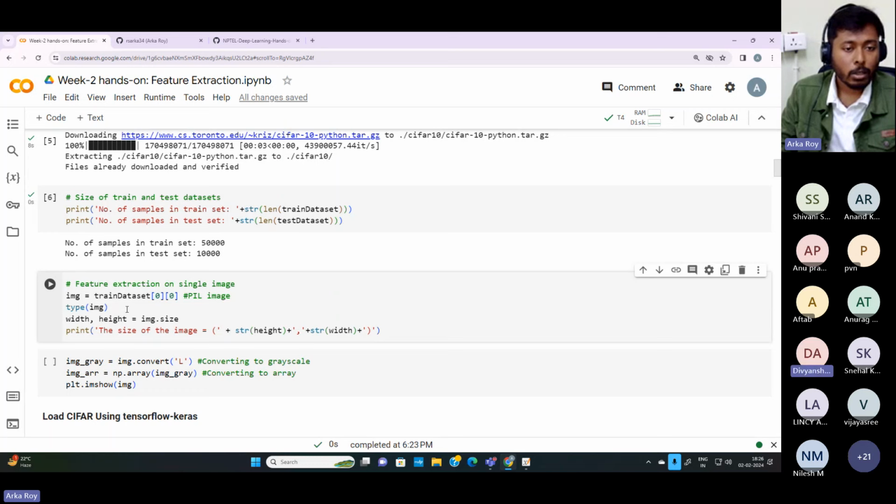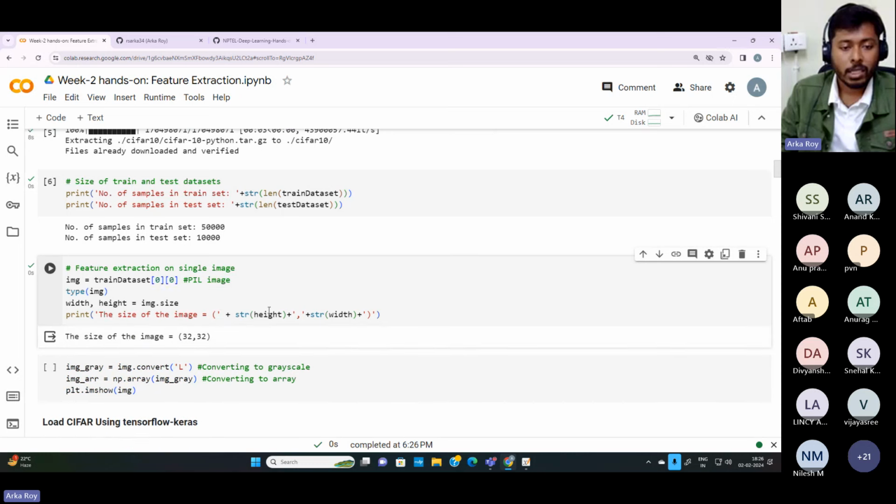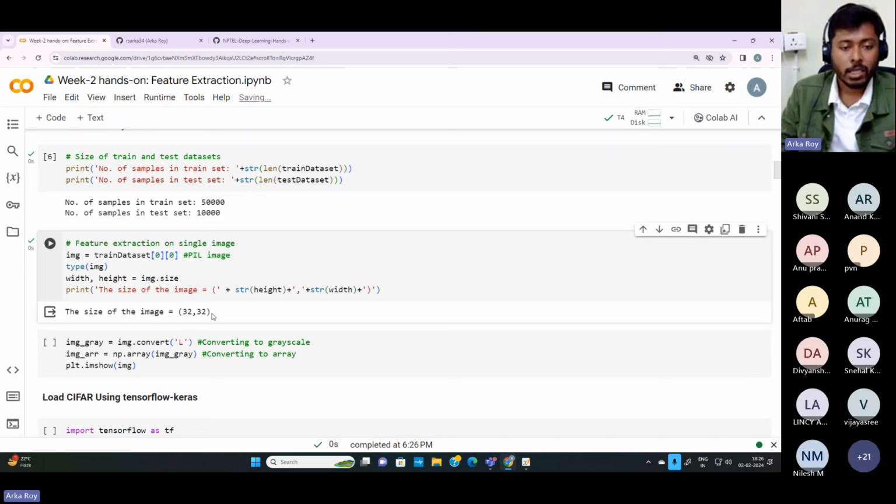And because we have seen that the image size is 32 by 32, it is basically extracted from here, the height and width of the image size, and then we'll be printing the height and width. So over here, this is the height and width of the image, and let me show you the image.